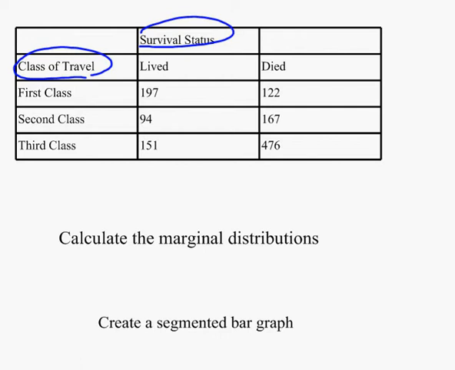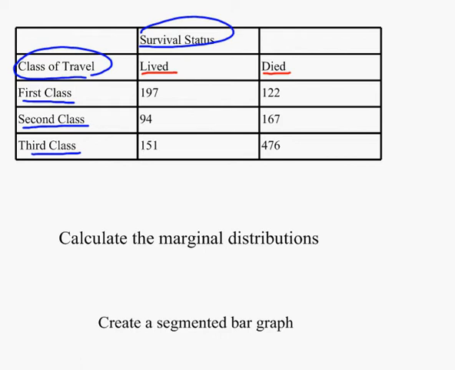All right? So this is actually real information from the Titanic, right? And class of travel is one variable. The three categories you could be in, you could have been a first-class passenger, a second-class passenger, or a third-class passenger. Okay? And when the boat sunk, you would fall into one of two categories. These two.